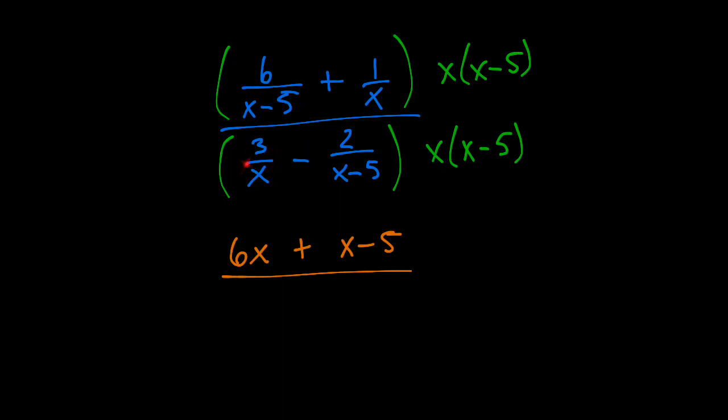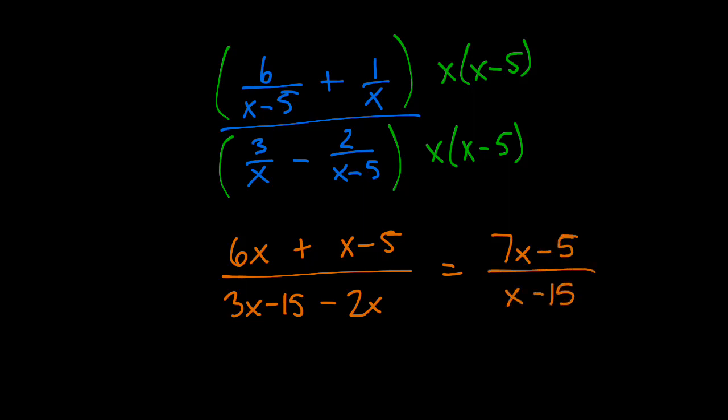Down to the denominator, 3 over x. The x will cancel with the x. And here we would be left with 3 times x minus 5. So 3 times x minus 5 is 3x minus 15. And then here we have to be careful with this sign, because we have minus here. But the x minus 5 cancels with the x minus 5. So we would have 2 times x. So down here we have minus 2x. Combine like terms on top and bottom. That gives us 7x minus 5 over x minus 15.